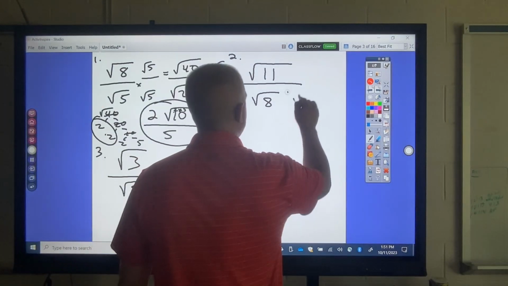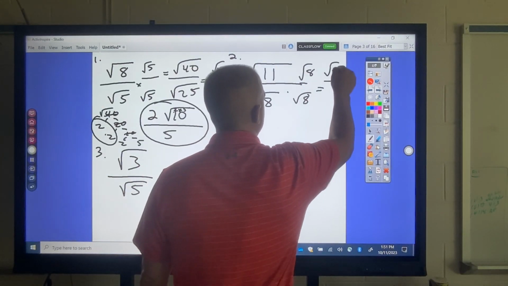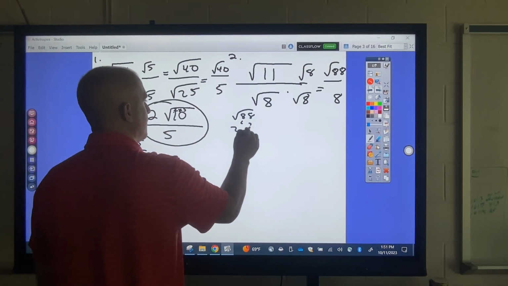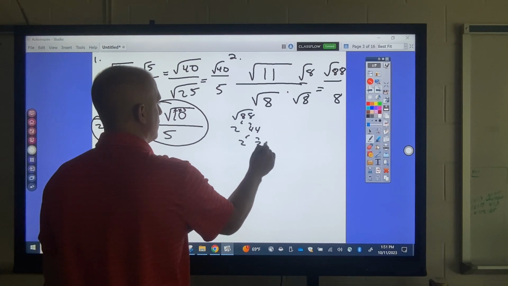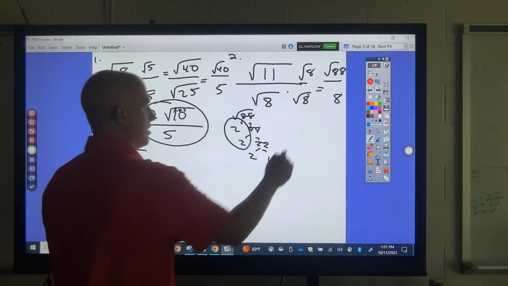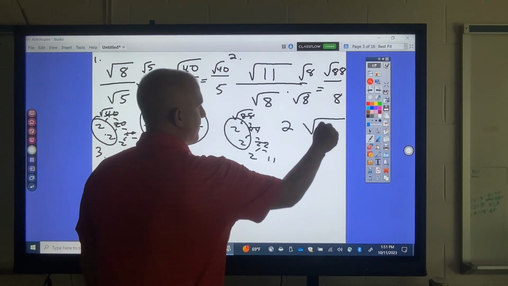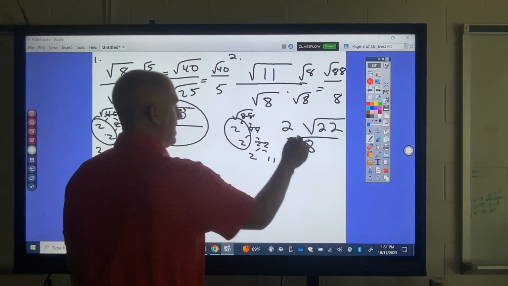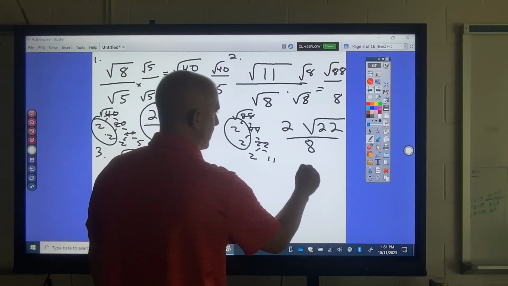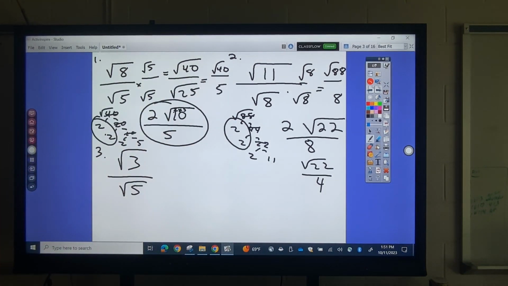This I want to multiply by square root of 8, top and bottom. So that's just going to be 8. That's going to be the square root of 88. I break down the square root of 88. That's 2 and 44. That's 2 and 22. That's 2 and 11. There's a pair. So what I have on the outside, one of those 2's, 2 times 11 would be on the inside, and there's an 8. Well, I can reduce that. They can both be divided by 2, so that is going to be 22 over 4. If you put a 1 there, that is more than adequate.